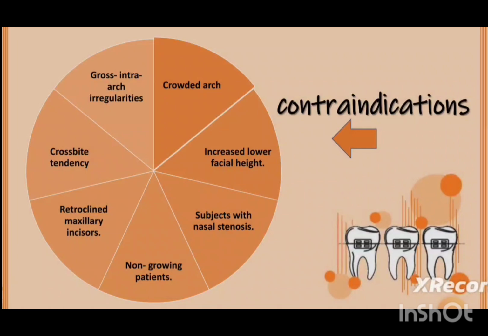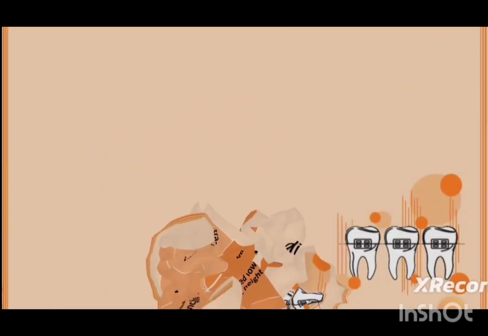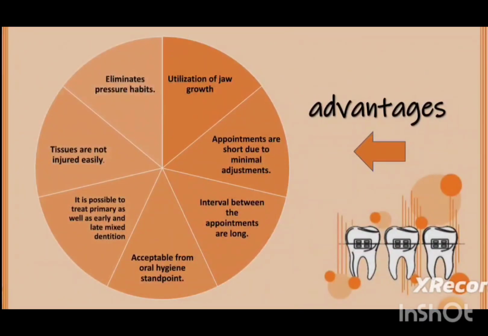Now, as any other appliance, activator has its own advantages and disadvantages. Talking about the advantages, the foremost and the most important is the utilization of jaw growth in the desired direction. Second, the appointments are short due to the minimal adjustments that are required, and the intervals between the appointments are quite long. The oral hygiene is also acceptable because the appliance is removable, and hence the hygiene of both the appliance and the oral cavity can be maintained. Now, it is possible to treat primary as well as early and late mixed dentition problems. Tissues are not easily injured, and it eliminates pressure habits, as discussed earlier.